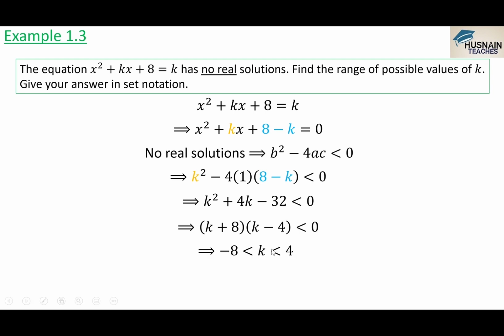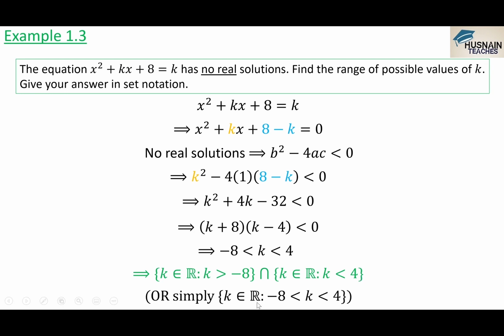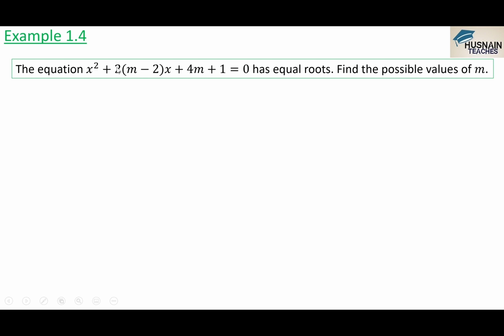We can therefore say that this implies that k must be between -8 and 4 exclusive. And in set notation, this would be the intersection of two sets. One of the sets containing all the real numbers greater than -8, and the other set containing all of the real numbers less than 4. Simply, you could write this as the set containing all the real numbers between -8 and 4. You could actually combine this into one inequality. Both solutions are fine.